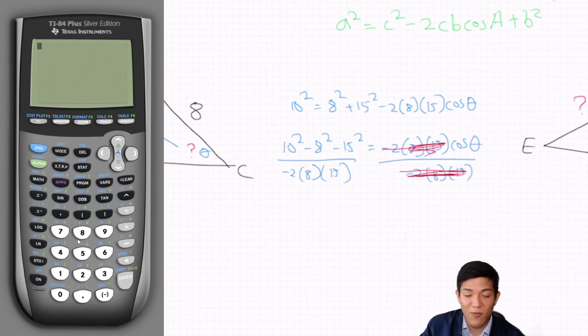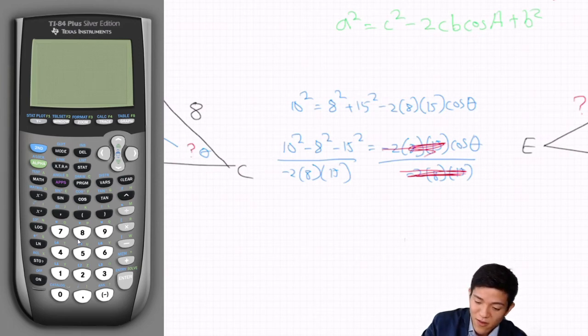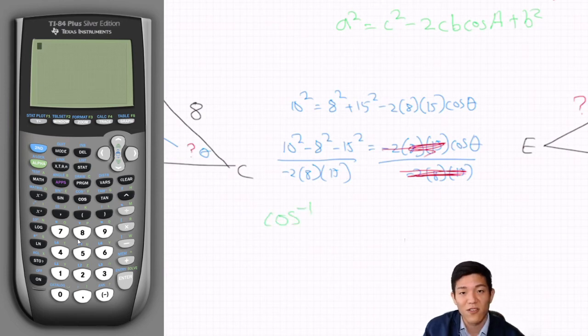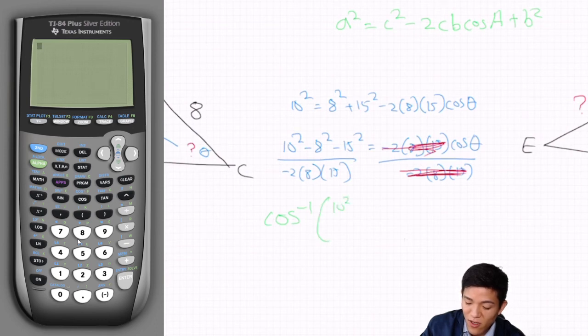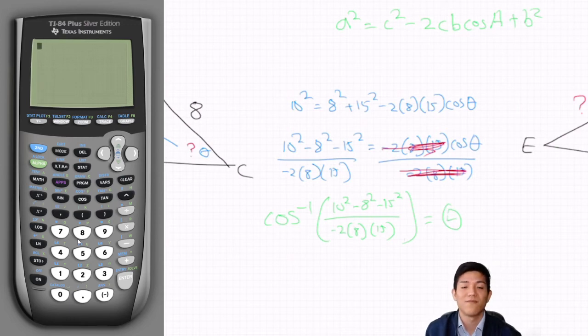Now, to get the angle by itself, we have to use an inverse trig function, right? So we get cosine, let me use a new color, cosine, but that is the inverse. So inverse cosine of the whole thing, 10 squared minus 8 squared minus 15 squared over minus 2 times 8 times 15, is equal to the angle we want to find, right?